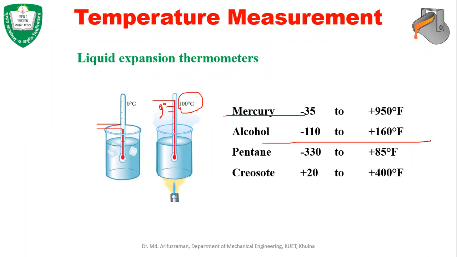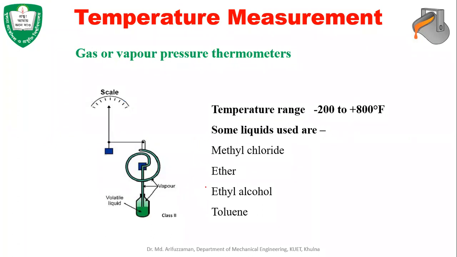Okay, so the temperature range is different for different kinds of liquid that you use for liquid expansion thermometers. Next one is the gas or vapor pressure thermometer. In this case, this also works in the same way. Expansion is related to the movement of an indicator. We relate the expansion of gas to the movement of a cursor, and then we calibrate the cursor with the known temperatures. Then we can mark these points like 0, 5, 10, 15, whatever range we use.